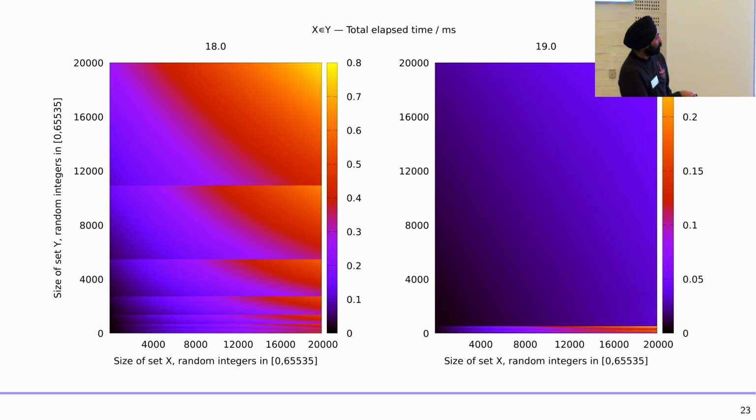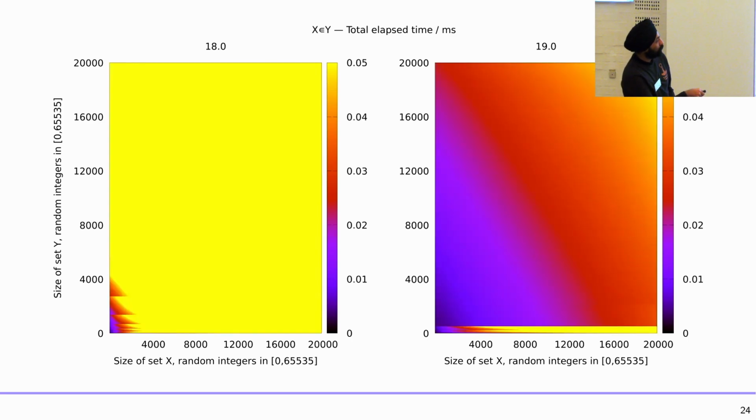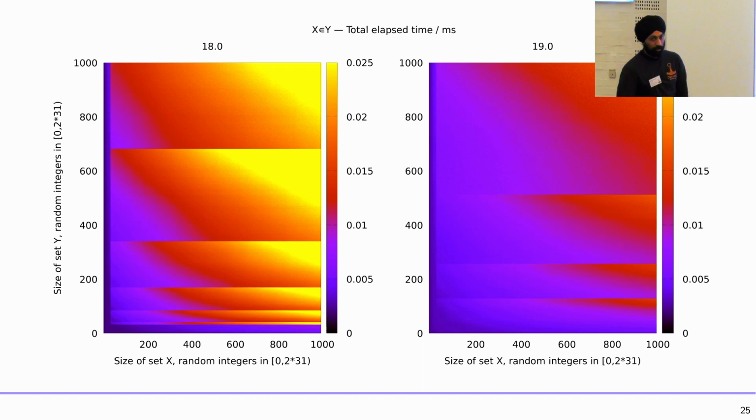But again, we're seeing hash collisions in 18.0, and if we equalize these two scales, 19.0 again faster than 18.0, modulo this issue here at the bottom. Right, we'll be done soon, don't worry. 4-byte integers. Scales equal this time, so they both go up to 0.025, 25 microseconds. 19.0 faster than 18.0, hash collisions still occurring.